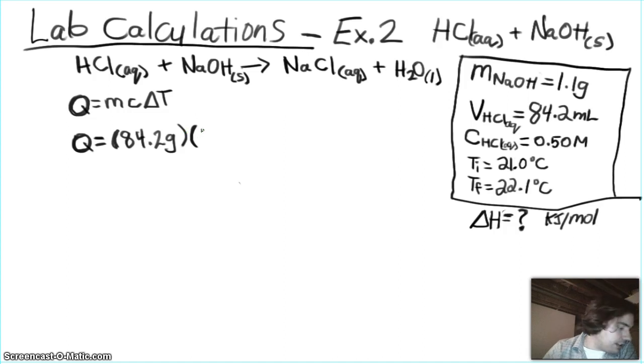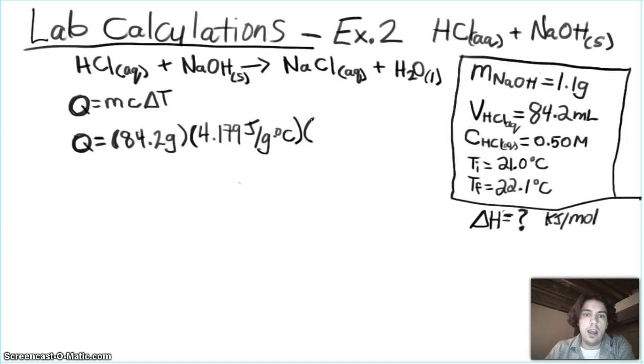And C for water, I have to look it up. Believe it or not, I don't memorize these, but it's 4.179 joules per gram per degree Celsius of temperature change. So 4.179 joules per gram degree Celsius, and that's multiplied by. All right, and that's a constant. You can find that in your textbook. You can find that in your notes. It's everywhere. And then delta T.